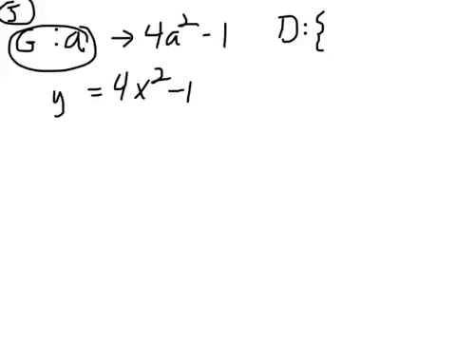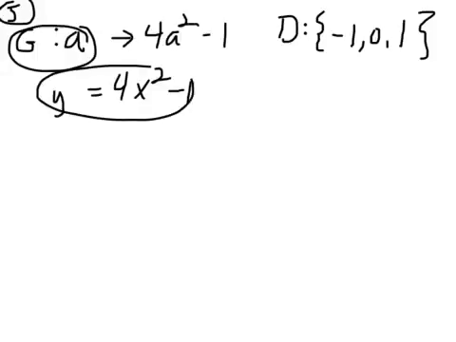If you don't want to change it and you want to leave it as an A, that's fine. But the things you plug in are your domain, okay? So whether you call it an A or you change it to X, your domain are the things you're going to plug in, and they're telling you to plug in negative 1, 0, 1. So you'll take turns putting those numbers in this equation over here, and the answers you get out, you will list in your range, okay? So that's what you're doing on those problems.